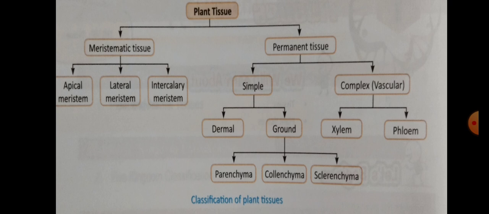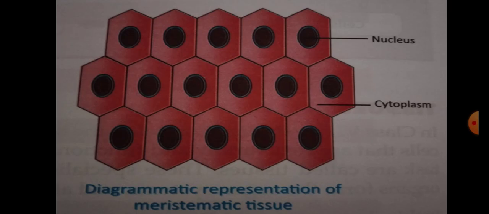So we are studying about plant tissue. Later on we'll talk about the animal tissue. So let us see in plant tissue, what is this meristematic tissue, and how it is helping the particular plant. Yes, what is the representation of this meristematic tissue. So you can see here meristematic tissue.